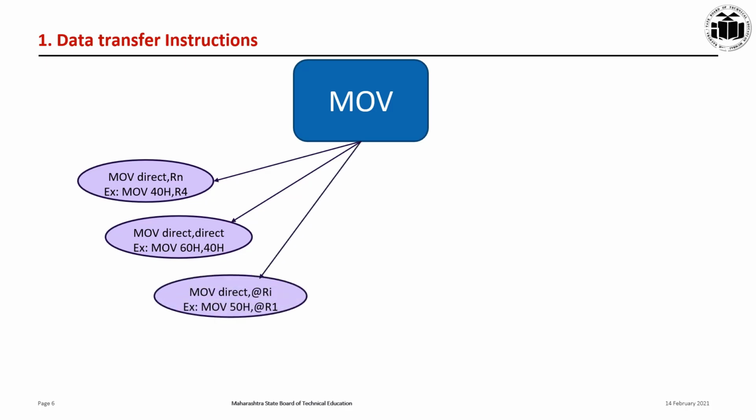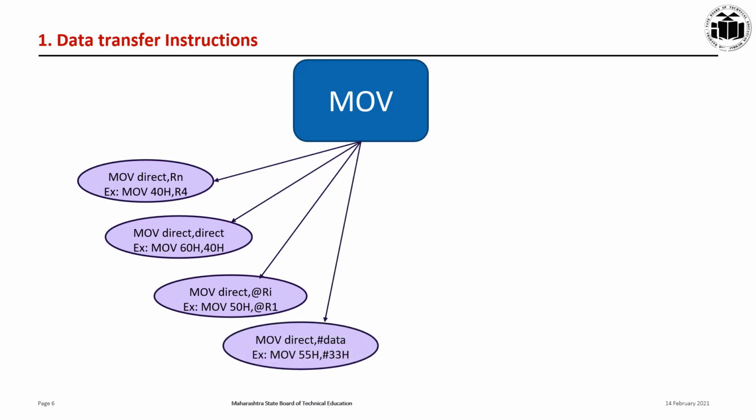MOV direct, @Ri. This instruction is used to move the content of the memory location pointed to by Ri to the memory location given in the instruction. For example, MOV 40H, @R1. After the execution of this instruction, the content of the memory location pointed to by register R1 will be copied to the memory location given in the instruction. MOV direct, #data. This instruction moves immediate data given in the instruction to the memory location given in the instruction.